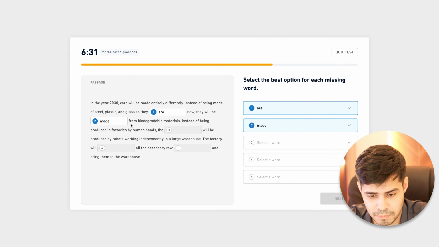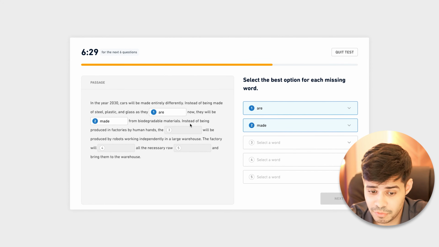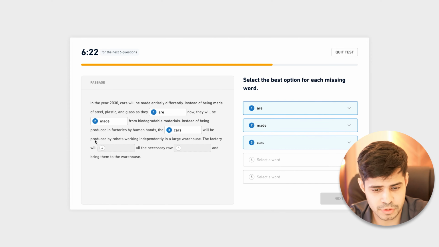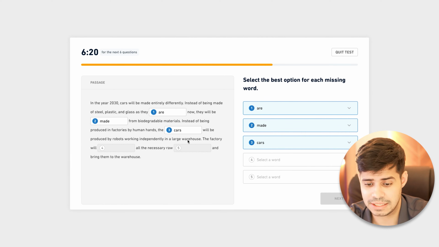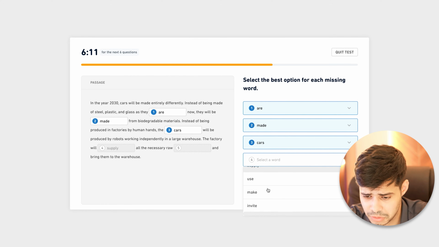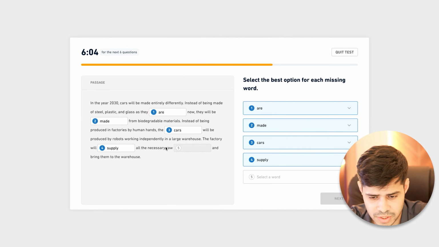made from biodegradable materials. Instead of being produced in factories by human hands, the cars will be produced by, right? The car will be produced by robots working independently in large warehouses. In a large warehouse. Okay, the factory will dash all the necessary raw. Will have all the necessary raw. Okay, there's not have, so it will supply, use, make, invite. Will supply all necessary raw materials.